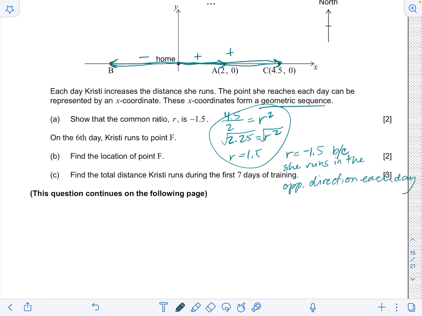Okay. So on the 6th day, Christy runs to point F. Find the location at point F. So we want to find the 6th term in a geometric sequence.